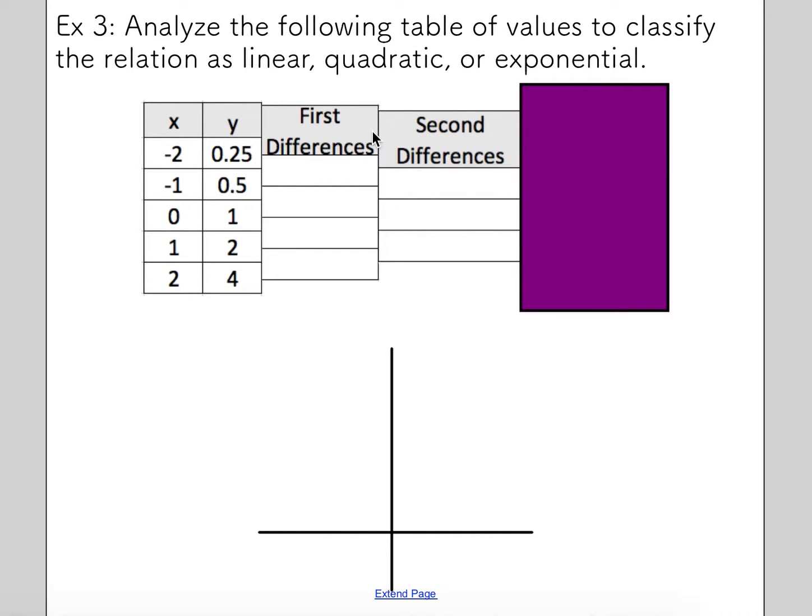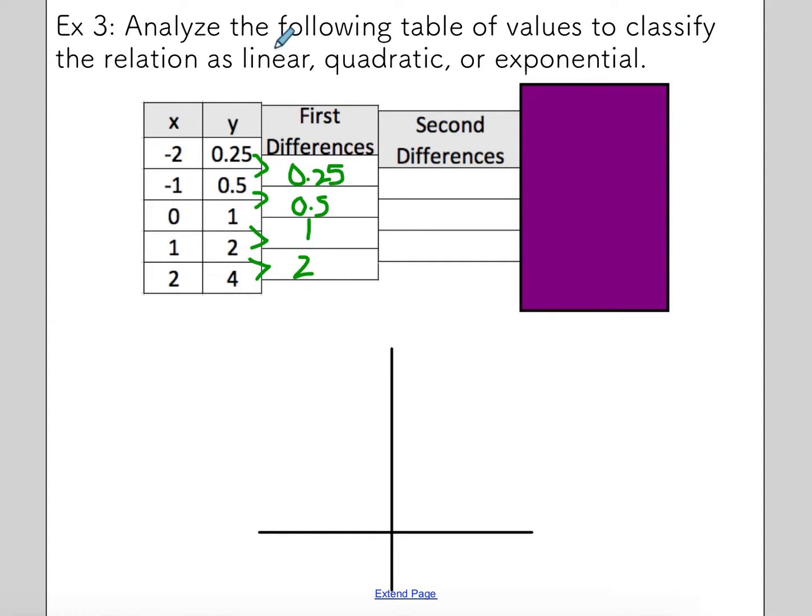Last example, you can guess what this one is going to look like. Again, I've got a table of values where I'm increasing my x values by 1 each time. If I take my first differences, you can see 0.5, and I'm going to subtract 0.25. That should give me 0.25. Okay, so I'll fill that in. The next one here, 1 minus 0.5 would be 0.5. I've got 2 minus 1, which would be 1. I've got 4 minus 2, which would be 2.